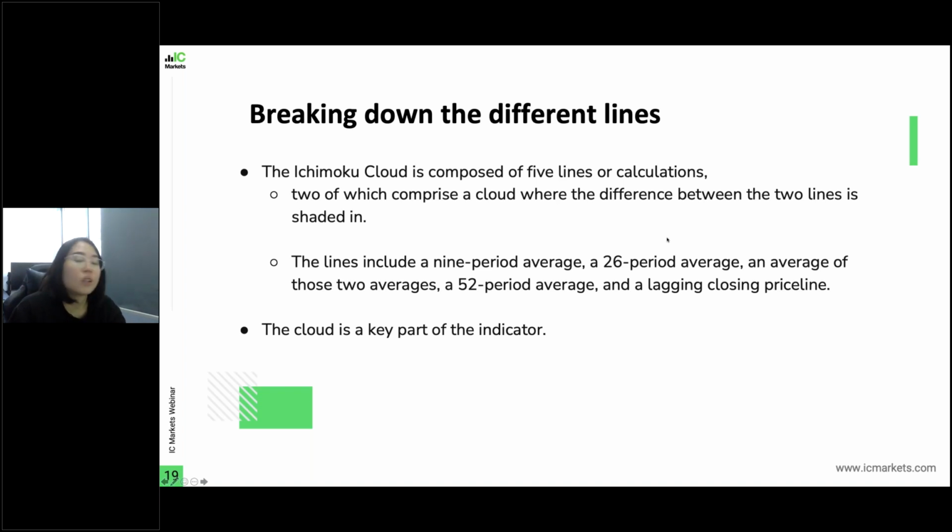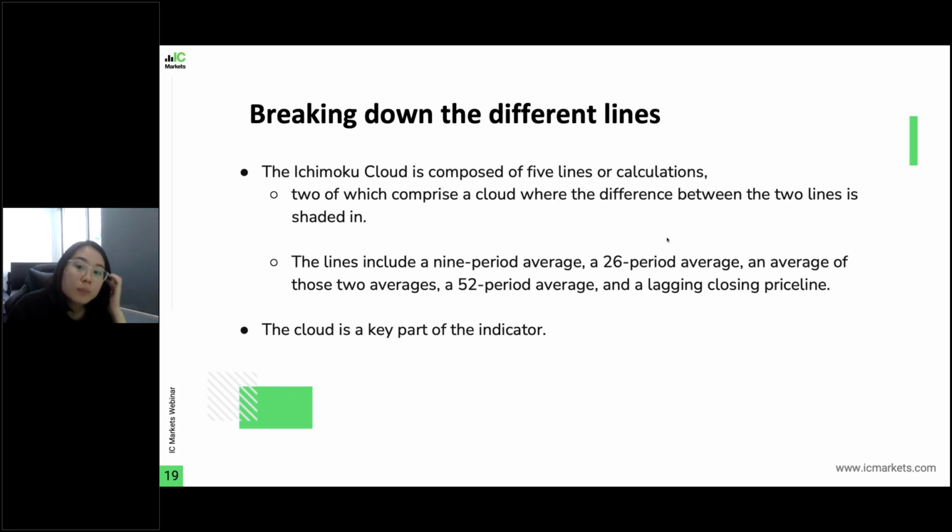The lines include, don't worry, this is just the theoretical part. This is just a very textbook definition. When I go into the picture of Ichimoku, I'll explain again one more time what it actually means. So the lines include a 9-period average, a 26-period average, an average of those 2 averages, a 52-period average, and a lagging closing price line.